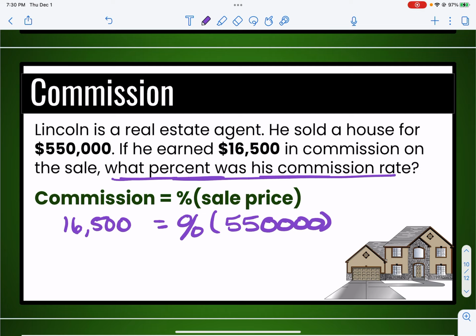So it looks similar to what we did before. I have to decide, am I going to multiply or am I going to divide? Well, I've figured out they're on different sides of my equal sign here. So I'm pretty sure I'm going to divide.